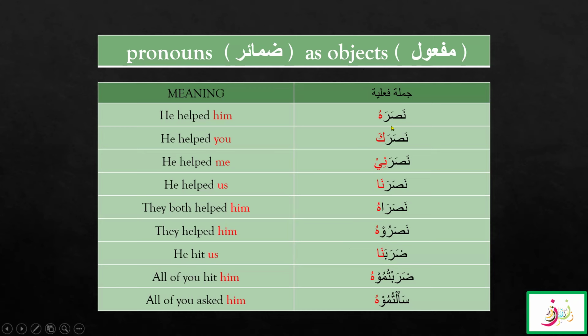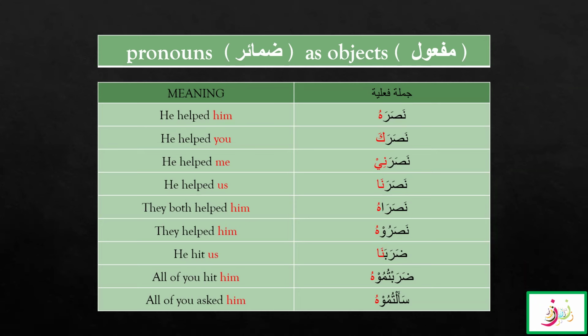Nasara, you know that this is a jumla fi'liyya, and a maf'ul is added to it. Nasara, this is a complete sentence. Nasara, he helped, and who, him is added to it. A jumla fi'liyya with its maf'ul. Fi'l, fa'il, and maf'ul. Nasaraka, he helped you. Nasarani, he helped me. Nasarana, he helped us.